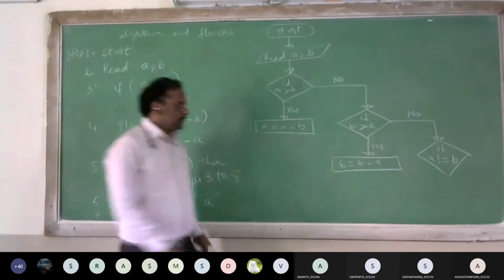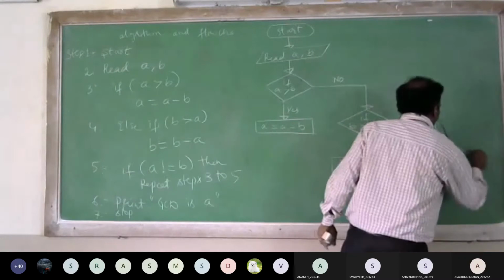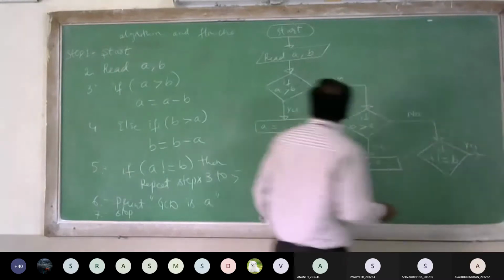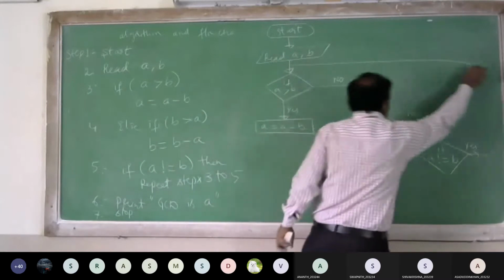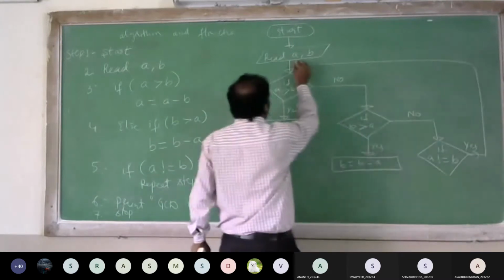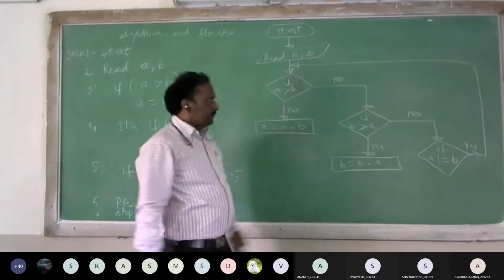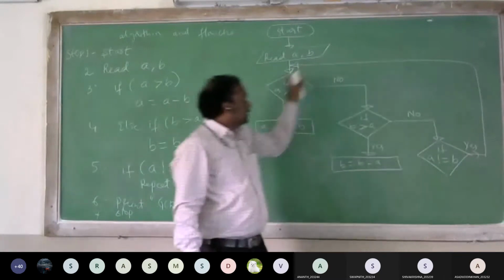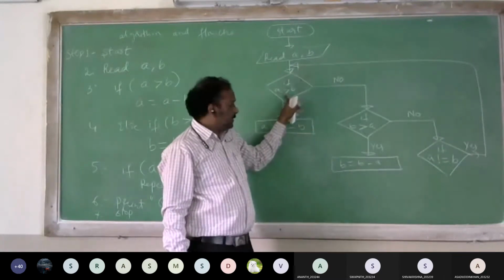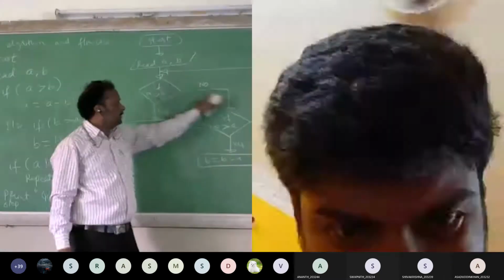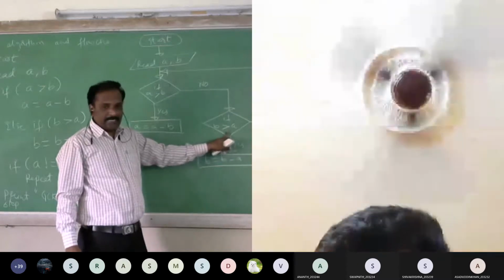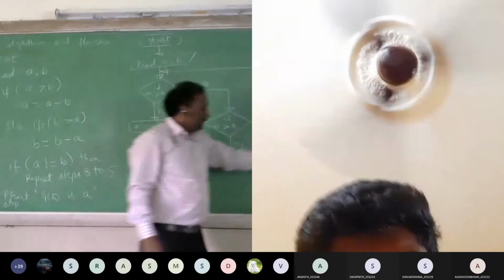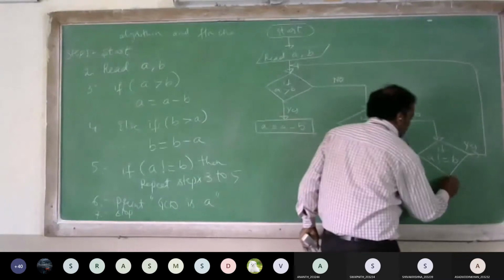If A not equal to B, yes. Where do we need to go? We need to go to this step. So write the arrow like this. You need to go this way, and again check whether A is greater than B. If it is greater, subtract. If it is not, check for B greater than A. You repeat this process.